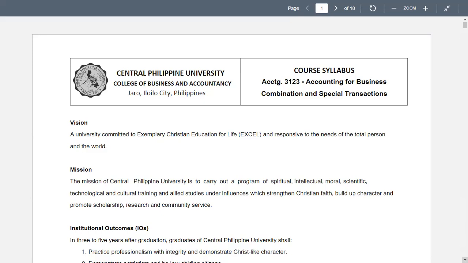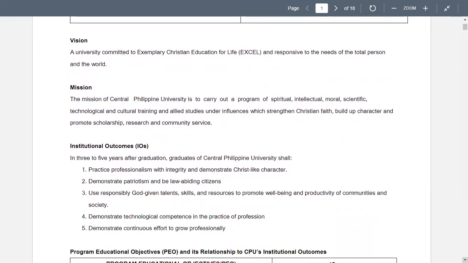And the mission is to carry out a program of spiritual, intellectual, moral, scientific, technological, and cultural training and allied studies under influences which strengthen Christian faith, build up character, and promote scholarship, research, and community service.